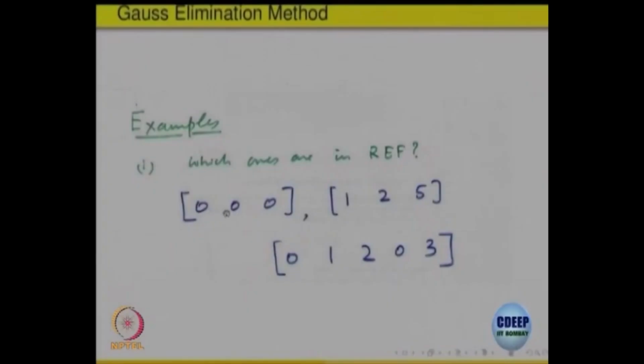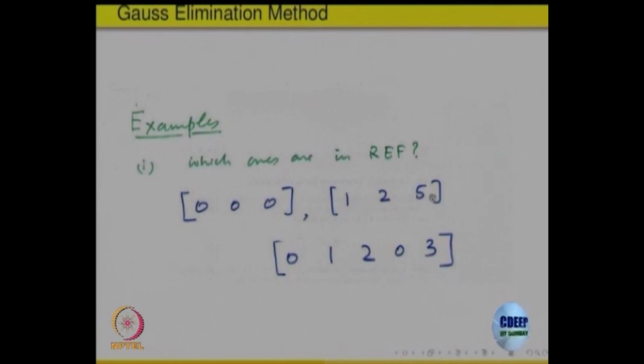Let us look at the matrix 0 0 0 0. Is it in the row echelon form? We are looking only at the non-zero ones, so we are not really bothered about it. Okay, you can say this is not in the row echelon form. It cannot be brought because there is no non-zero entry at all.